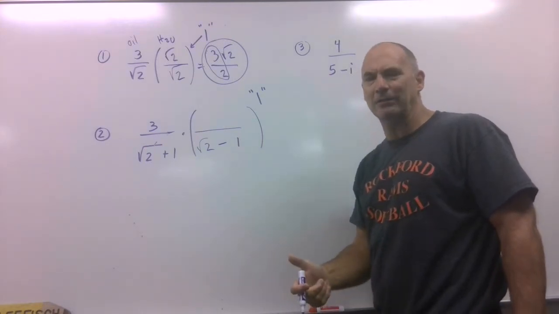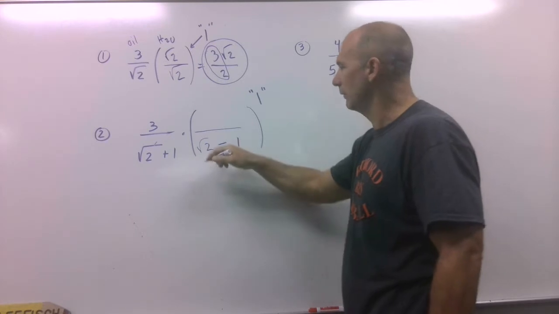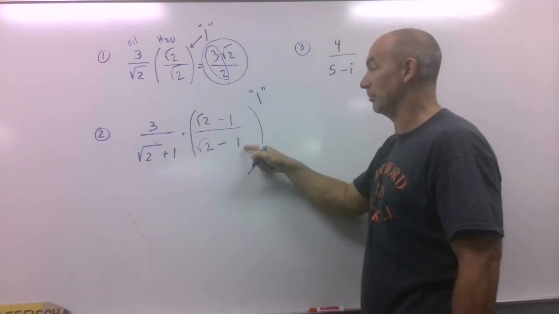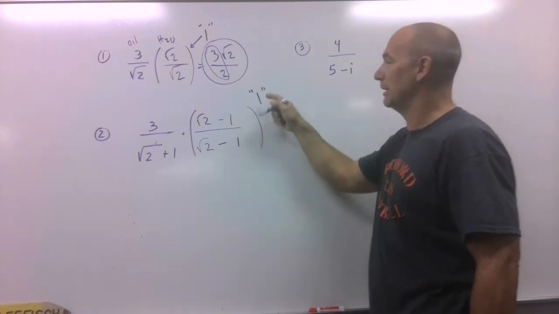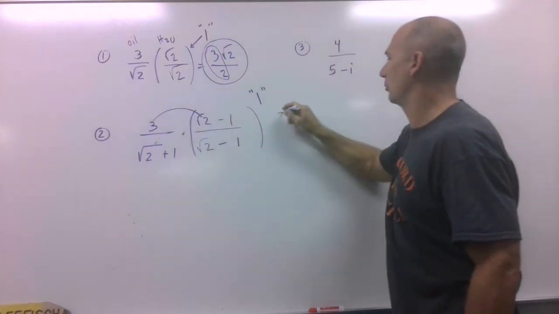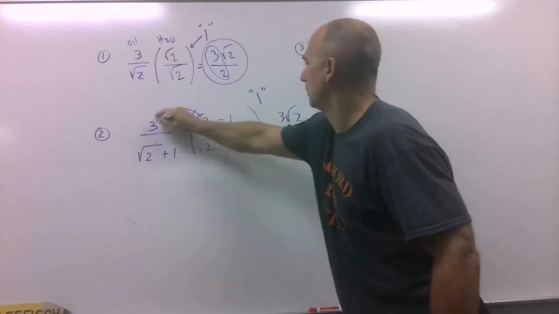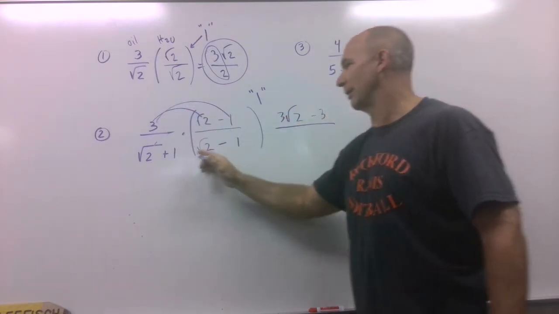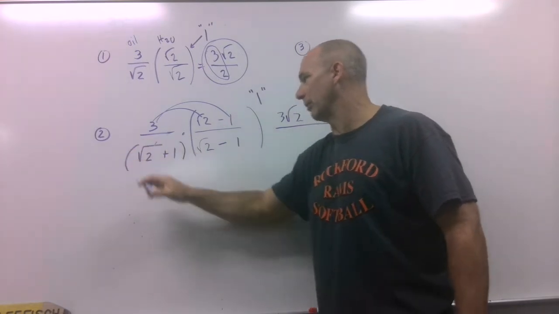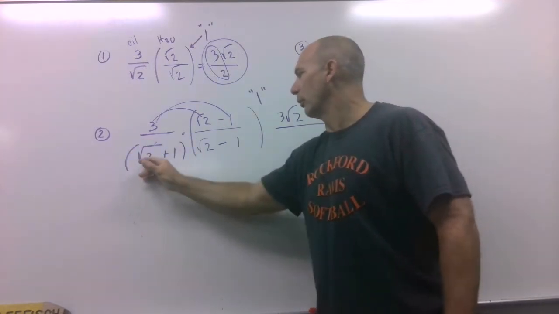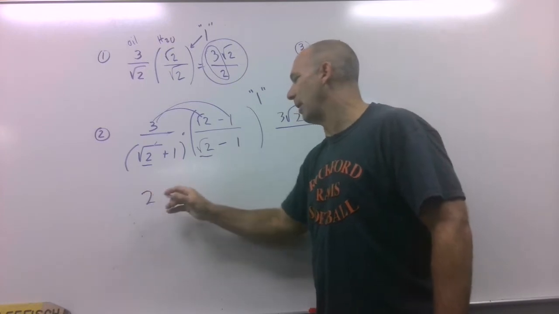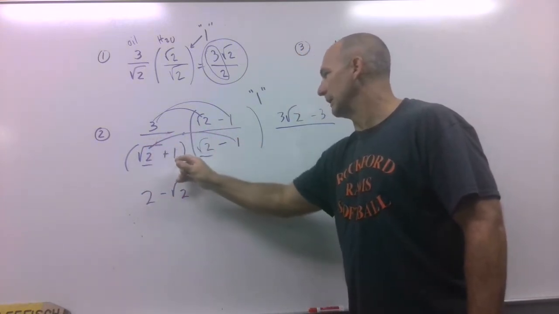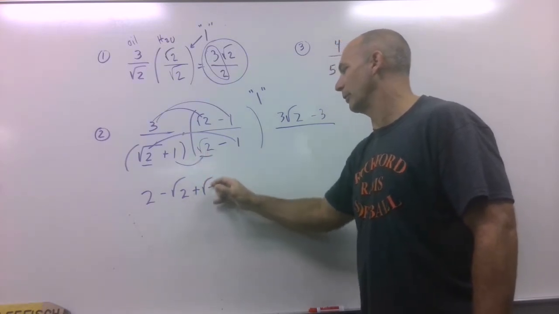Now some of you are like, well, why does that work? I'm going to show you. Square root of 2 minus 1. Notice the top has to be the same as the bottom in order for it to equal 1. In the top, I'm going to get 3 square root of 2 minus 3 all over. Now watch this. Now we have a FOIL situation. I'm going to do my work over here. Square root of 2 times the square root of 2, the roots fly off. Outside, I get negative square root of 2. Inside, I get positive square root of 2.